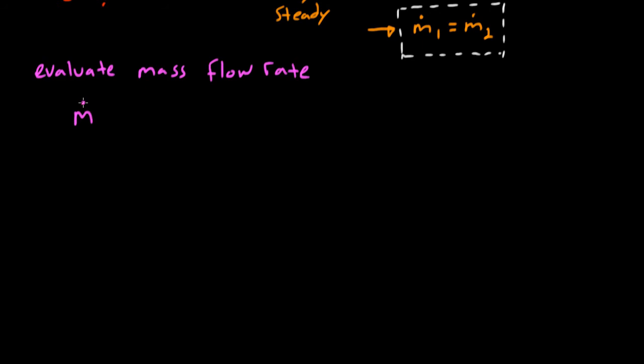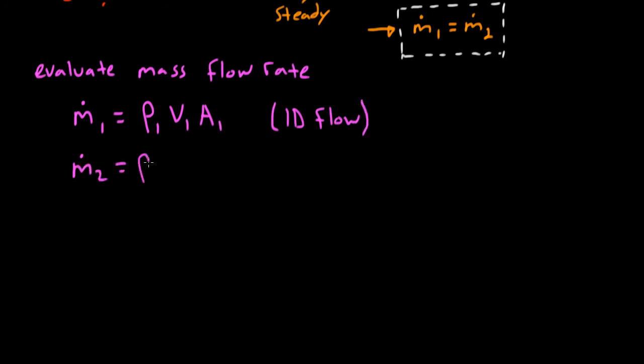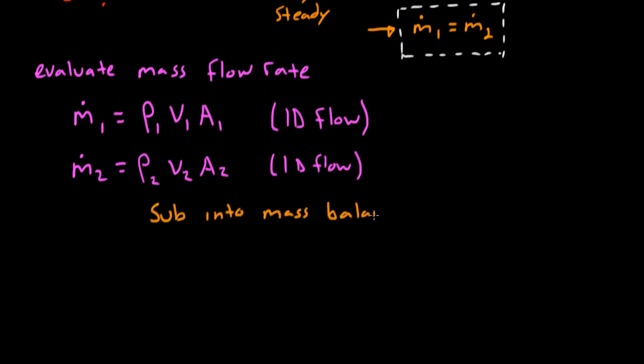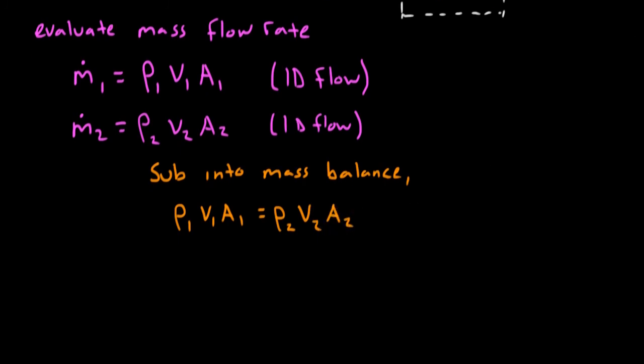For a one-dimensional flow, the mass flow is equal to the density times the velocity times the area. We can write this for both Station 1 and Station 2. Substituting this result into the mass balance, we see that the density times velocity times area at Station 1 must be equal to the density times velocity times area at Station 2.